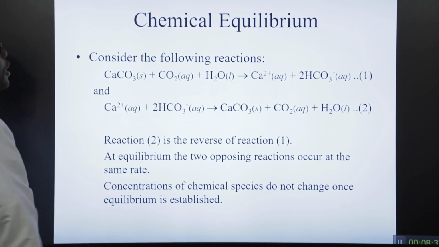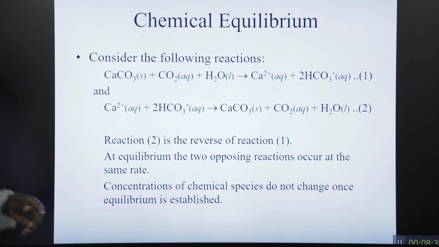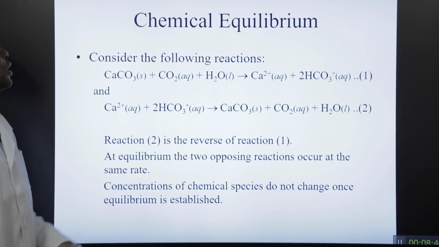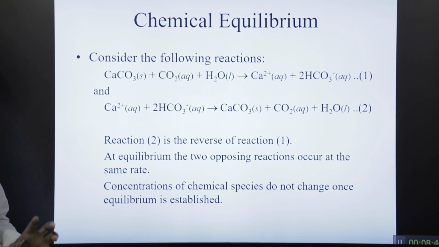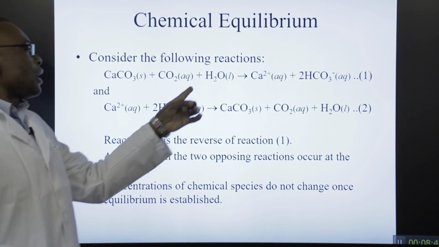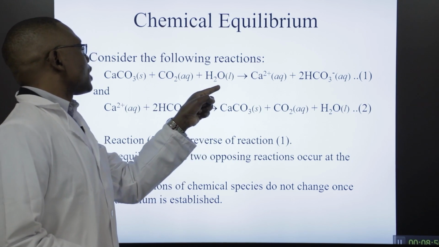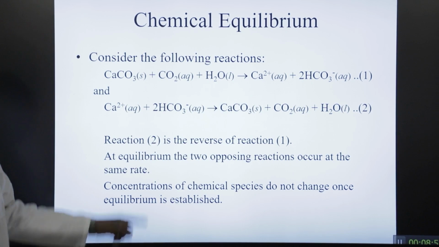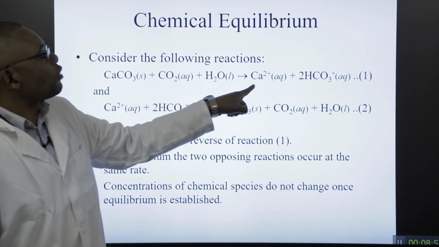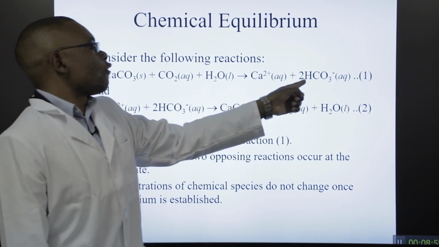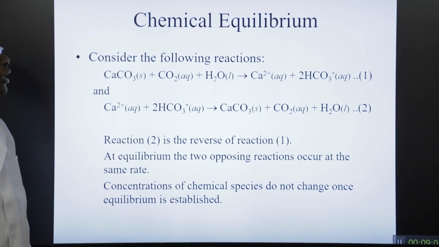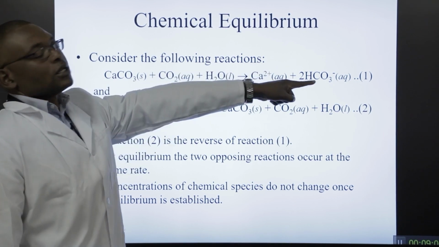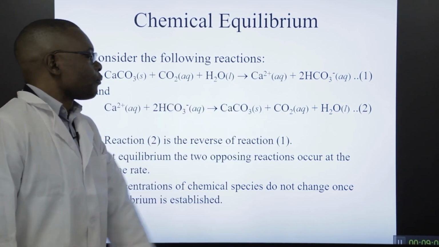Take, for example, the following reaction, where calcium carbonate, a solid, reacts with carbon dioxide dissolved in water, and then you see that this whole reaction takes place such that the calcium breaks down from the calcium carbonate to form calcium ions and hydrogen carbonate. So you'll see that the reaction is represented in one way like that.